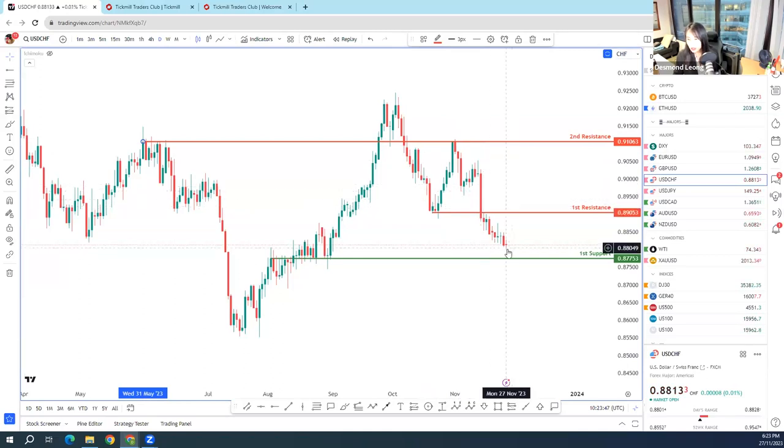So for this, you can see the price is moving towards the first support line. Okay, let's hope that this will be a strong enough support and make the price bounce up to the first resistance level.